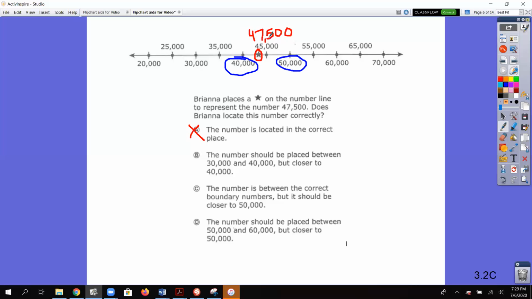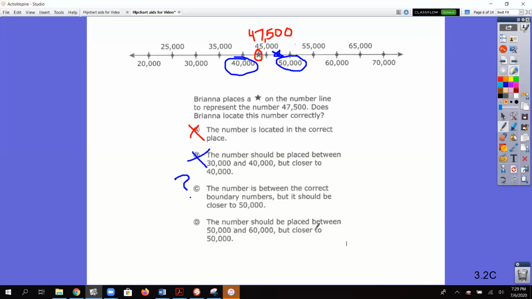Has 47,500 passed the midpoint? Yes, it has, right? So it should be somewhere right about here. Put a star there. That's where she should have put it. So it should be placed between 30,000 and 40,000? No, she placed it between the right boundary numbers, so that's not right. The number is between the correct boundary numbers. That's correct. She did put it between the right boundary numbers, but it should be closer to 50,000. See, where we put the star, that's where Brianna should have put it. So maybe. We'll come back to that.